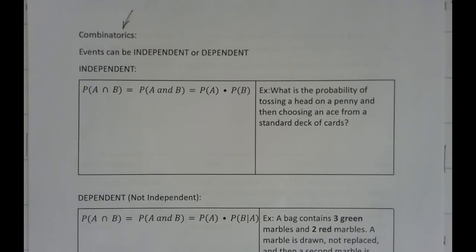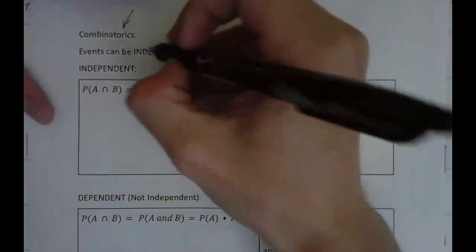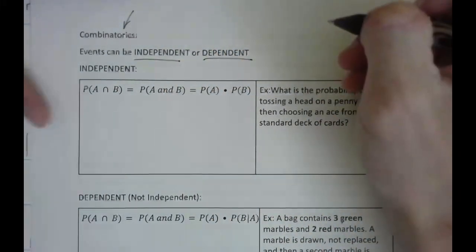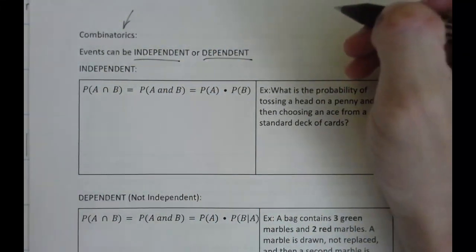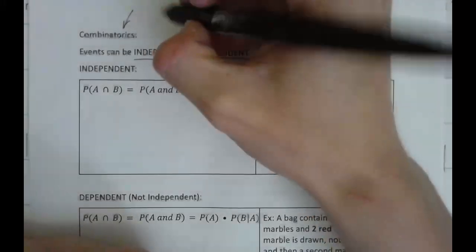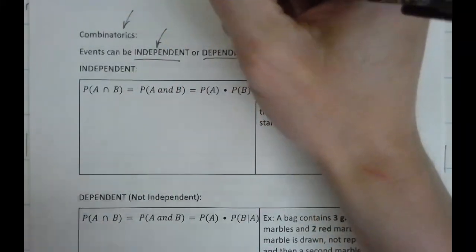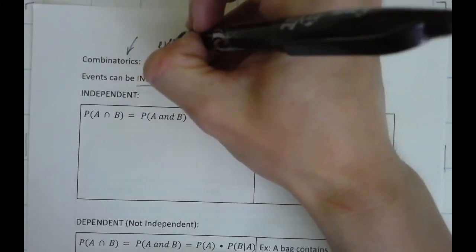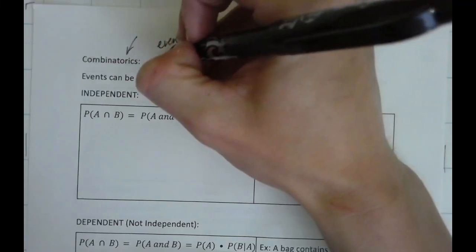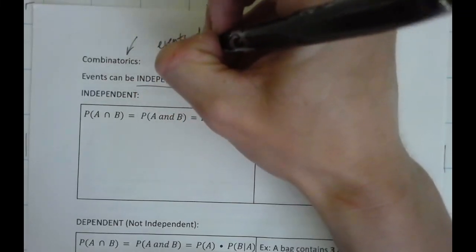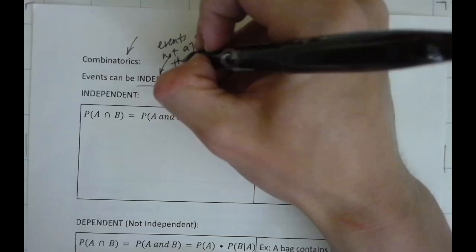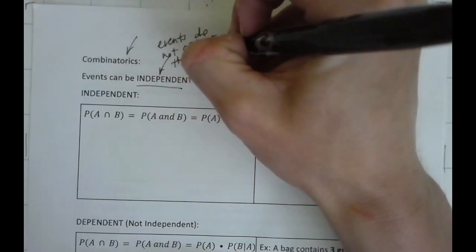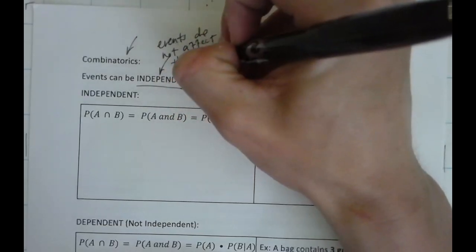So, our first thing here is that events can be independent or dependent. All right. What do I mean by this? Independent means they have nothing to do with each other. Whether or not one event happens, it doesn't change the outcome of the other event. So, let me write this. Events do not affect the outcome of each other.